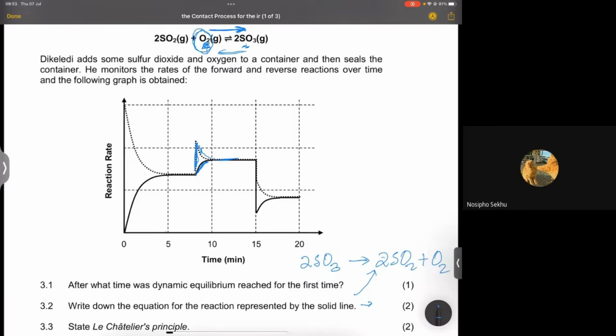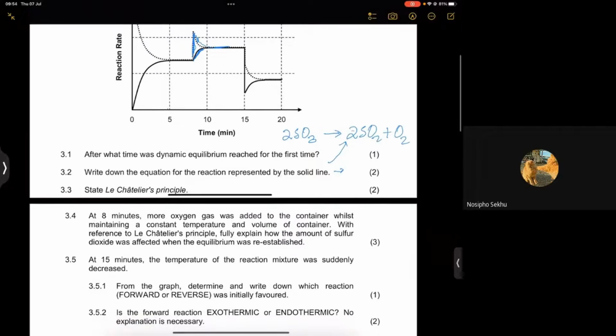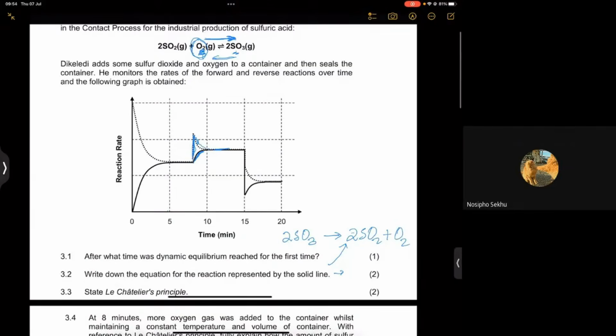Now, in this case, they're asking you the question: what will happen according to Le Chatelier's principle? State fully what will happen to the amounts of sulfur dioxide when the equilibrium is re-established. So let's go back to sulfur dioxide.